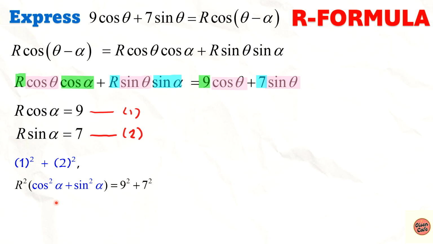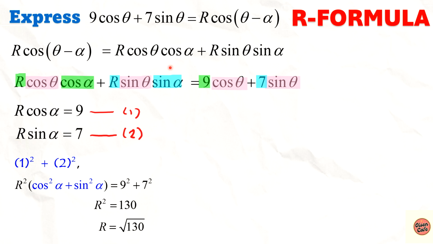Now, take a look at this cosine square plus sine square. Are we familiar with trigo identity? So if you are, you will know that cosine square plus sine square, this will give you 1. So which means on the left hand side, we are left with r squared. And then the right hand side, this gives us 130. So which means from here, I will get r equals to square root of 130. And do take note over here, the value of r that we are taking here is only a positive value. So therefore, we only have r equals to square root of 130.